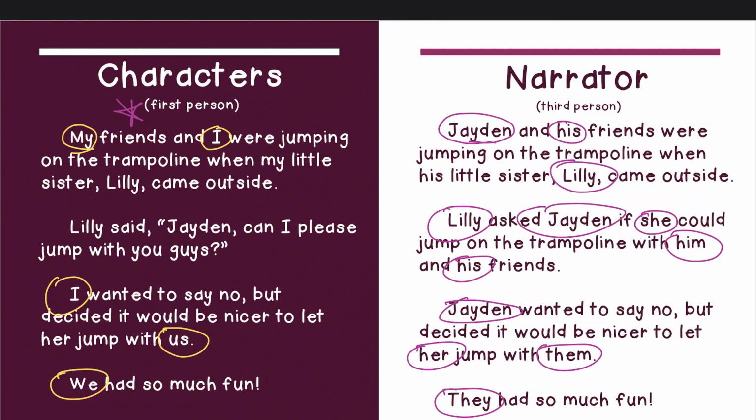So once again, first person is identifying by what the characters are telling us. My friends and I. So the character is speaking right to us. Whereas when the narrator speaks and it's in the third person, they're using character names like Jaden and Lily and pronouns such as she, him, her, and them. All right, let's try some more.